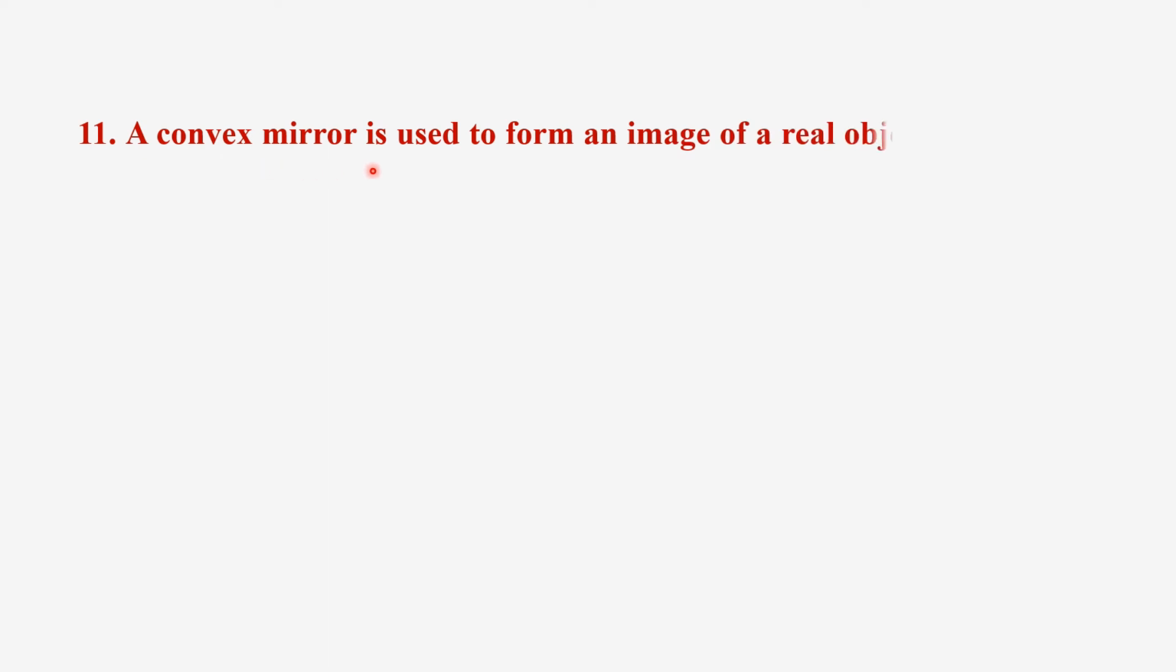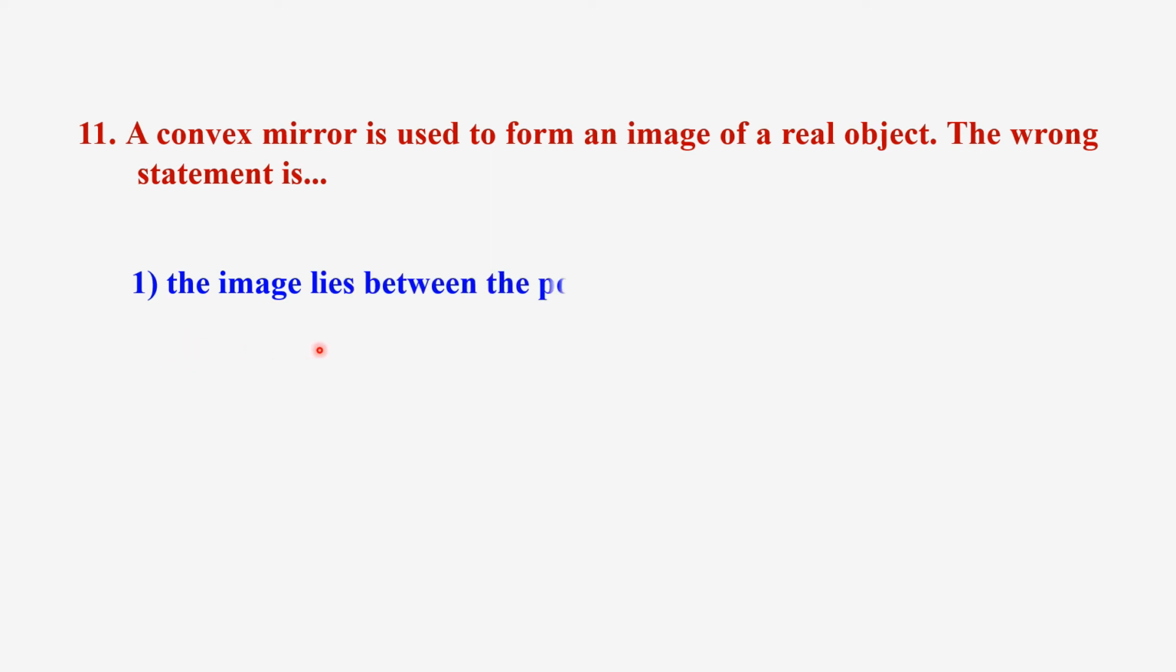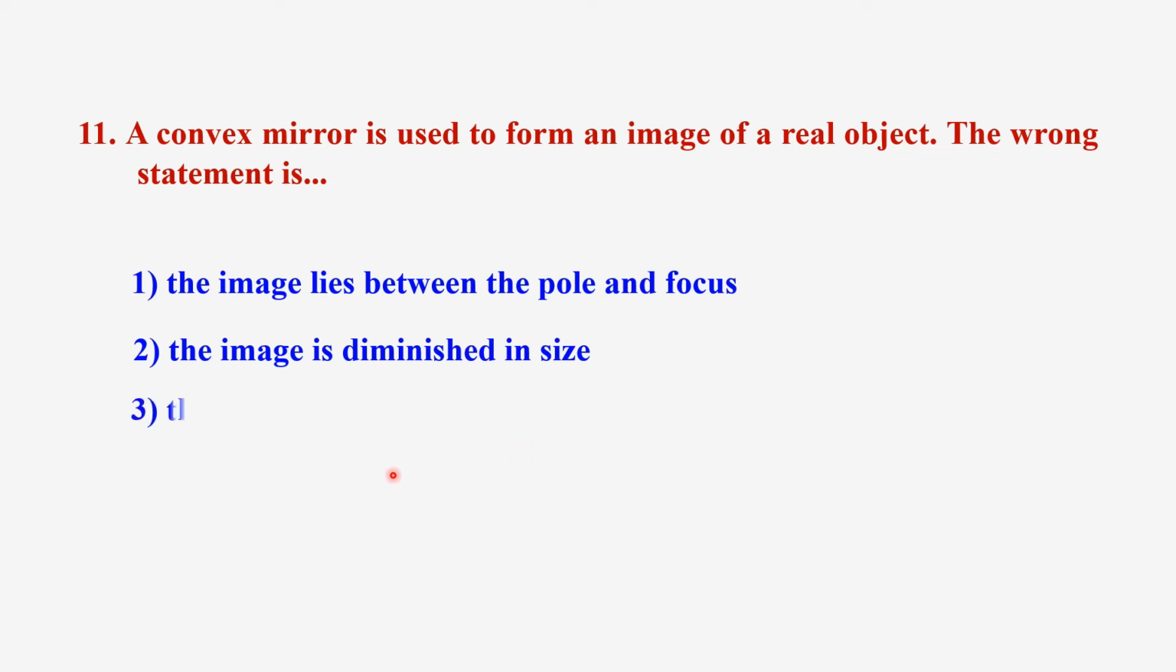A convex mirror is used to form an image of a real object. The wrong statement is: the image lies between pole and focus, the image is diminished in size, the image is erect, the image is real. This is the wrong statement. The image is real is the wrong statement. Why? Because a convex mirror always forms a virtual image. So in these four options regarding this convex mirror, the wrong statement is the image is real.